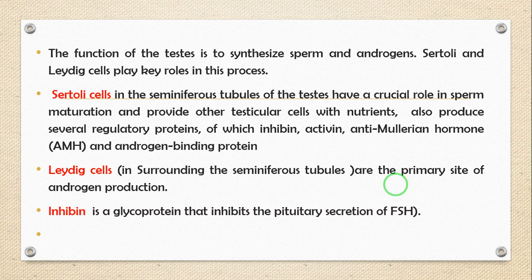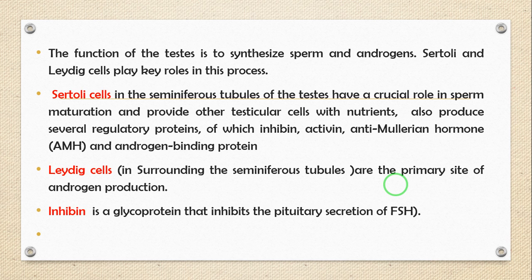The testis has two main functions. First of all is to synthesize the sperms in a process called spermatogenesis, and the second function is to produce the androgens, the male hormone. The most important one is testosterone. The two most important cells that play a role in these two processes are the Sertoli cell and the Leydig cell.